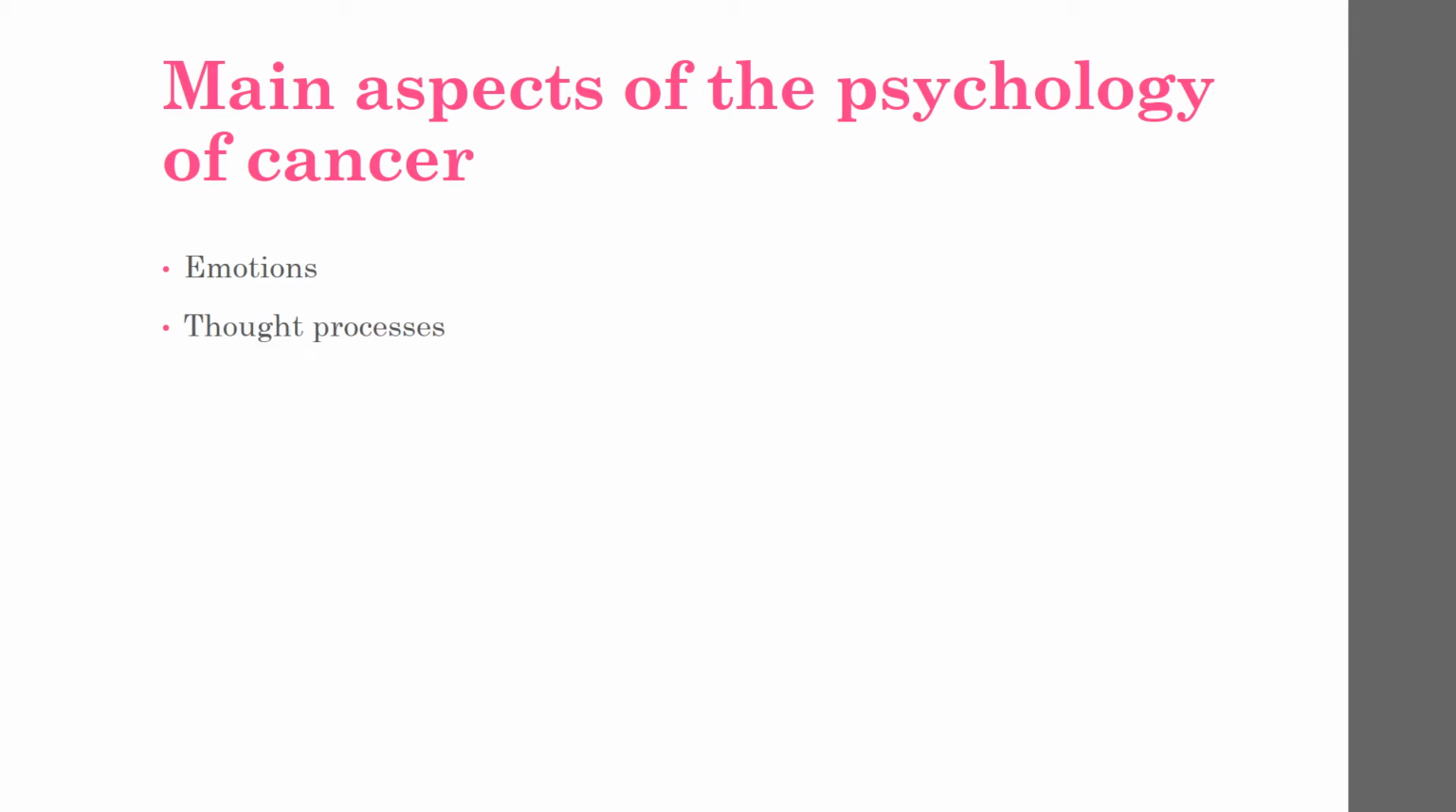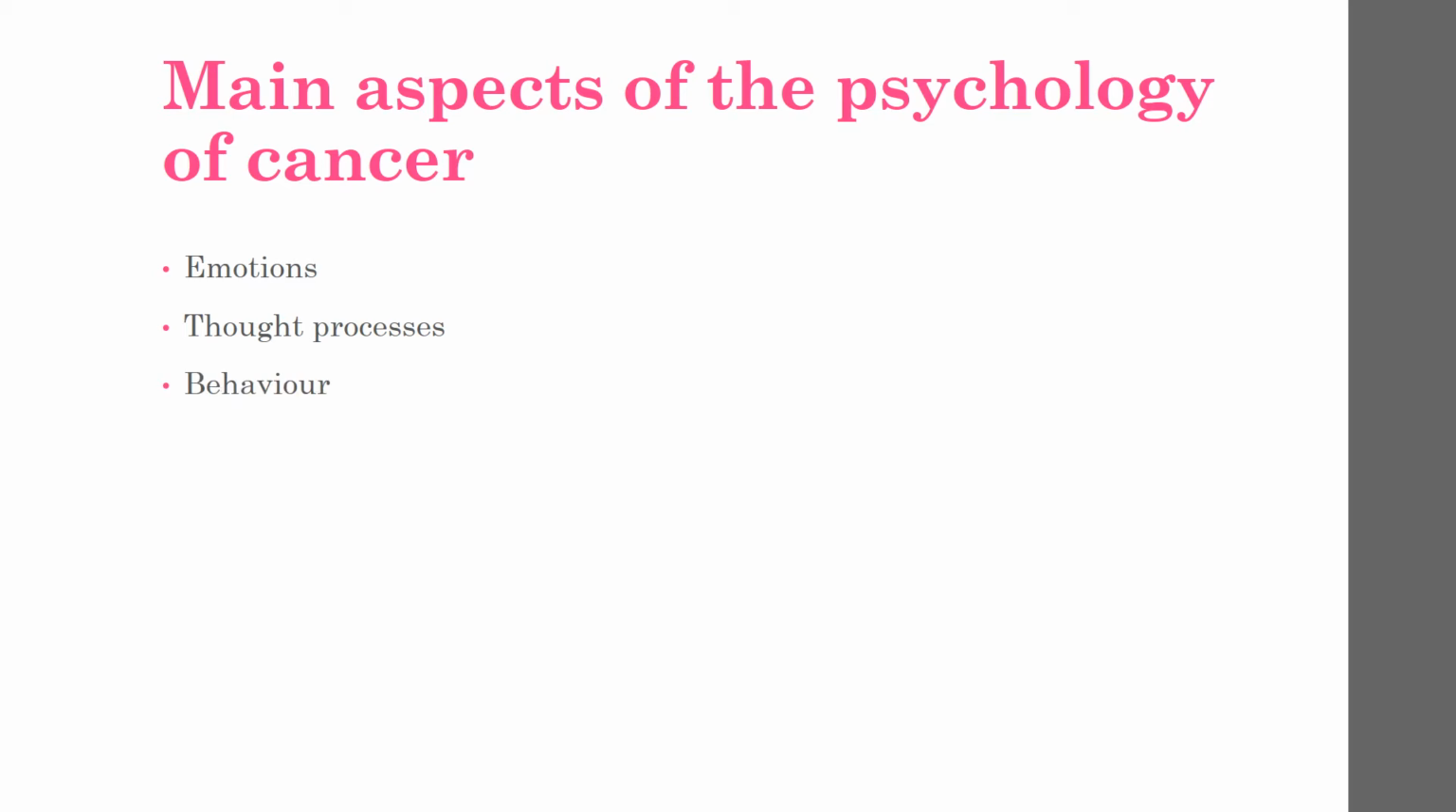The other thing that's very central is thought processes. What kind of thoughts run through the people who have been diagnosed with cancer? What are the decision-making processes that families go through? What are the things that oncologists probably think when they want to disclose information about the prognosis of cancer?